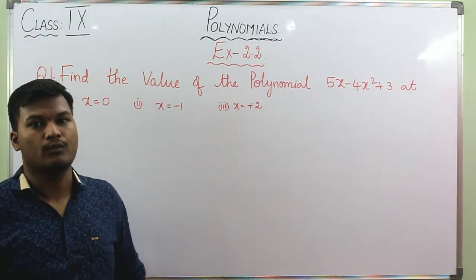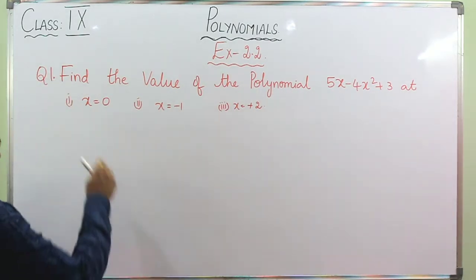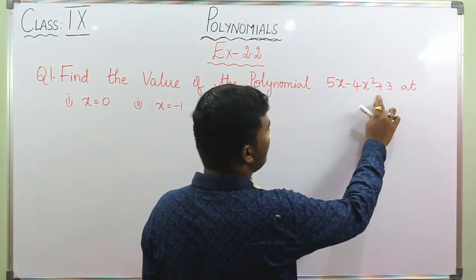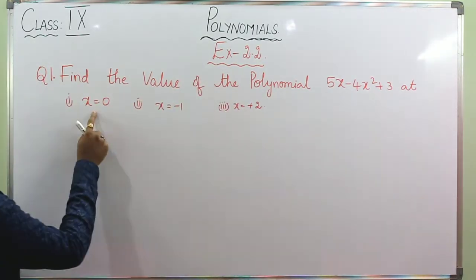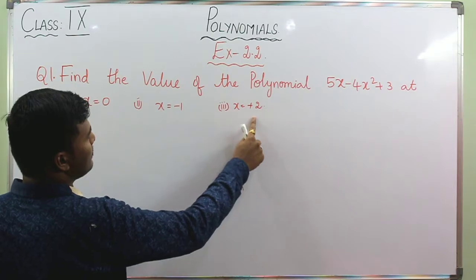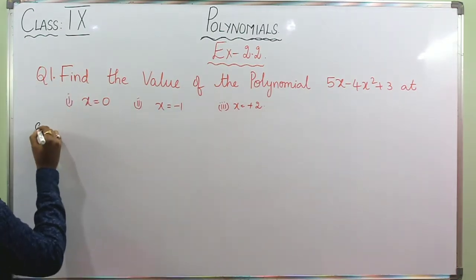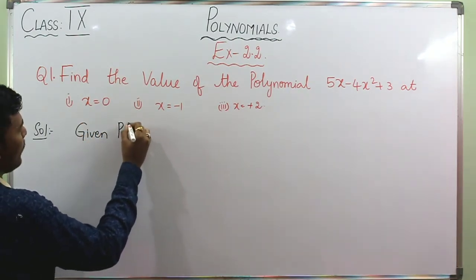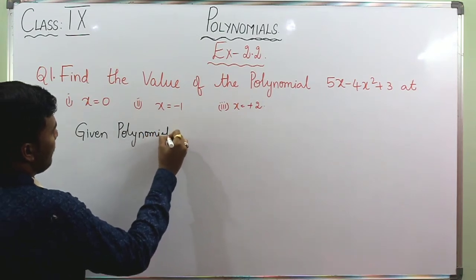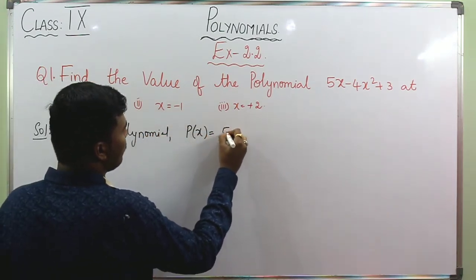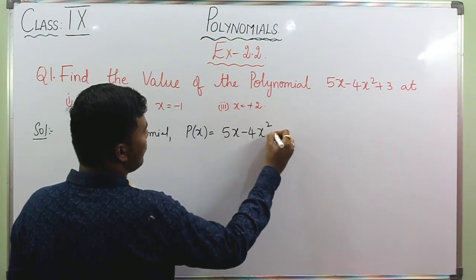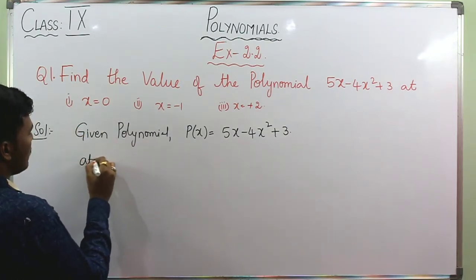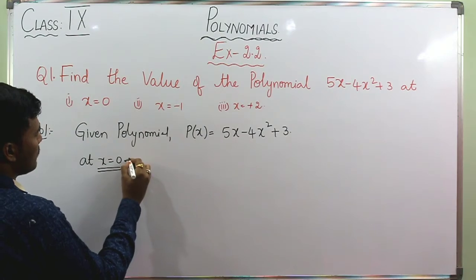Let us solve exercise 2.2 problems. That is the first one. Find the value of the polynomial 5x minus 4x square plus 3 at x is equal to 0, x is equal to minus 1, x is equal to 2. So first let us consider the given polynomial, p of x is equal to 5x minus 4x square plus 3. Let us consider the first one, at x is equal to 0.